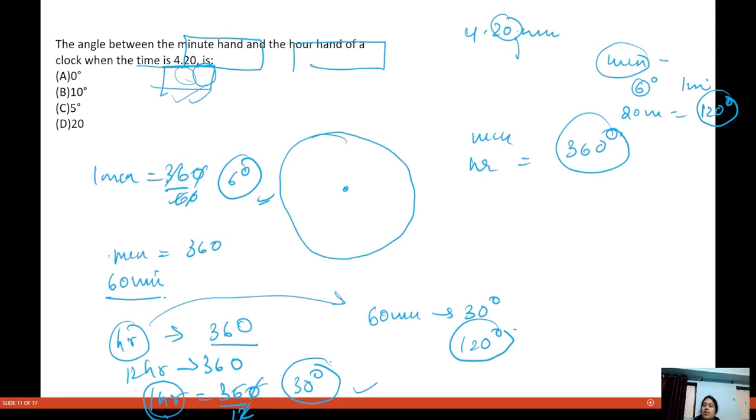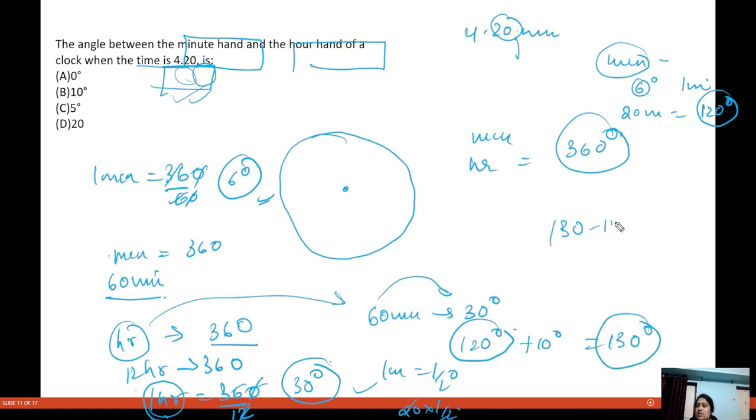But in 4 hours 20 minutes the hour hand will travel how many degrees? In 60 minutes it travels 30 degrees. So in 1 minute it travels half a degree. So in 20 minutes it will travel 10 degrees more. So it will be 130 degrees. So 130 minus 120 is equal to 10 degrees. So your answer will be 10 degrees.